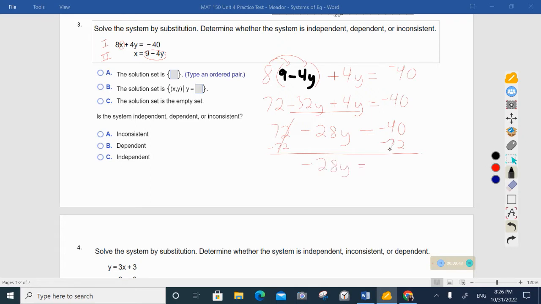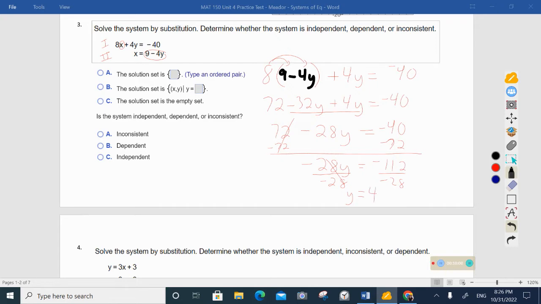-40 minus 72 is going to be -112. And then to get rid of the -28, which is attached by multiplying, we do the inverse operation. We divide by -28, and we get y equals, I don't know. What does y equal? Y equals 4. Positive 4.